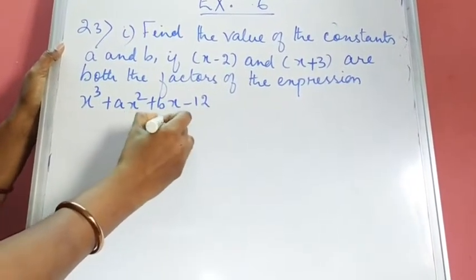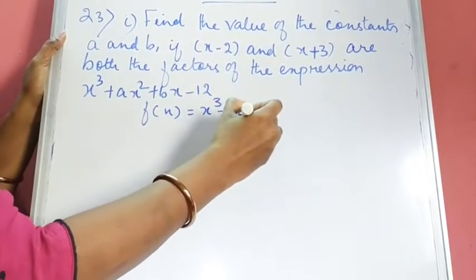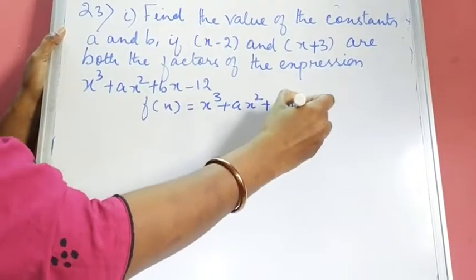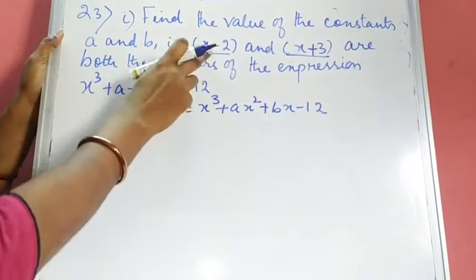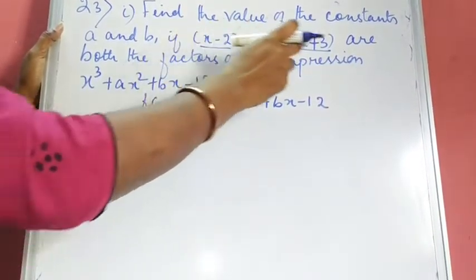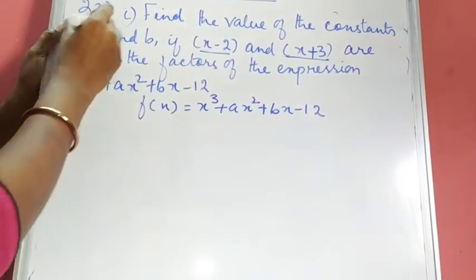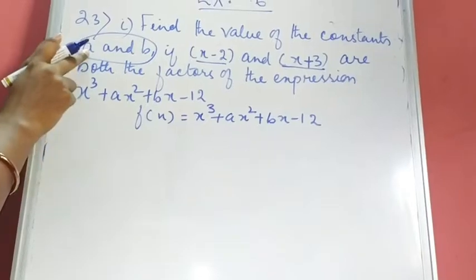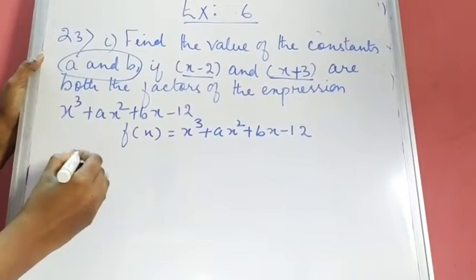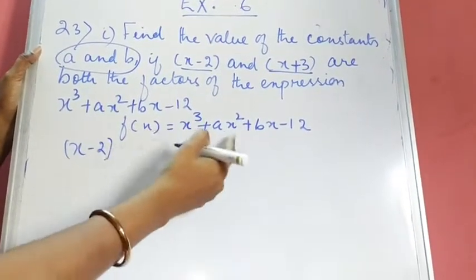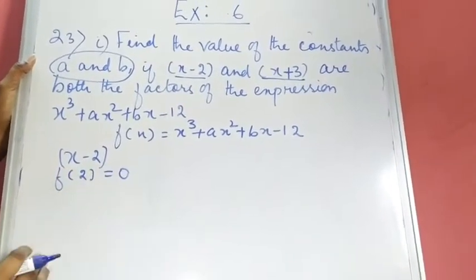Here we have got the polynomial, which is f of x is equal to x cube plus ax square plus bx minus 12, and two factors have been given, x minus 2 as one factor, x plus 3 as the other factor, and then the requirement of this question is to determine the value of a and b. So when x minus 2 is a factor of the polynomial, we can say that f of 2 will be equal to 0.